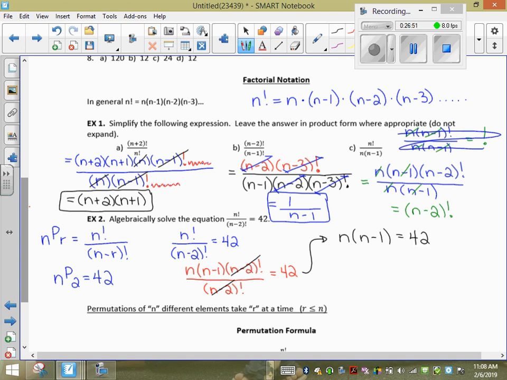So this is a quadratic. Why is this a quadratic? Because it's a degree 2. Why is it a degree 2? Because I need to distribute that n in, correct? So I'm going to get n squared minus n equals 42.